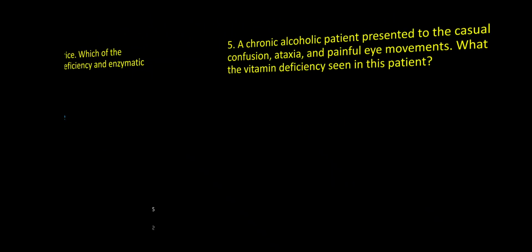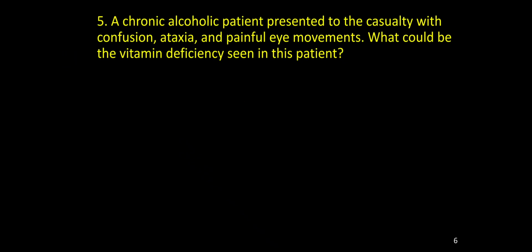Now another MCQ, that is a chronic alcoholic patient presented to the casualty with confusion, ataxia and painful eye movements. What could be the vitamin deficiency seen in this patient? Now, chronic alcoholic patient, so whenever alcohol is written, you have to remember some particular condition related with vitamin B1. Now, B1 is also related with Wernicke-Korsakoff syndrome, that is one thing.